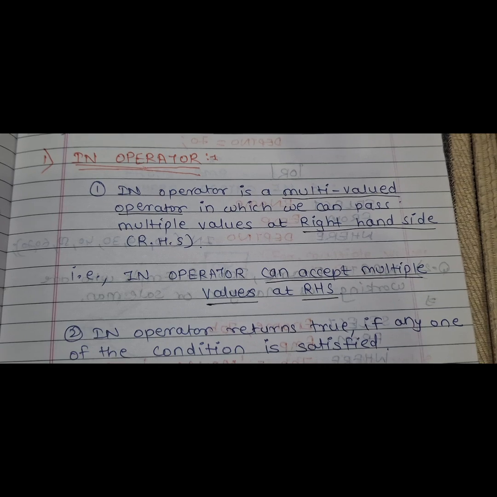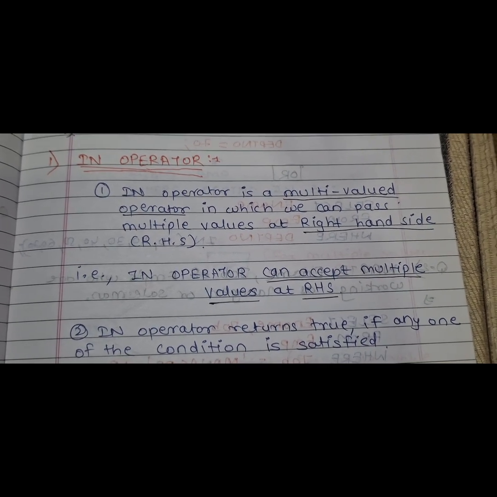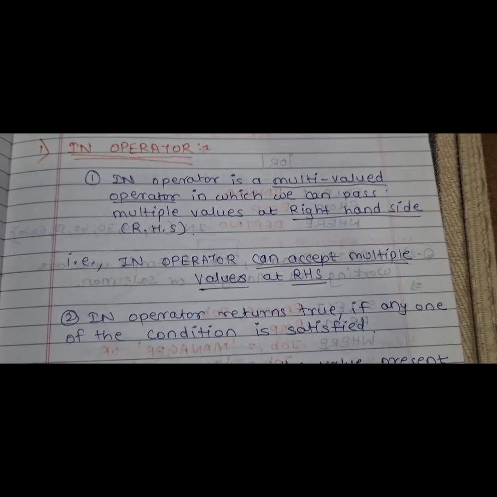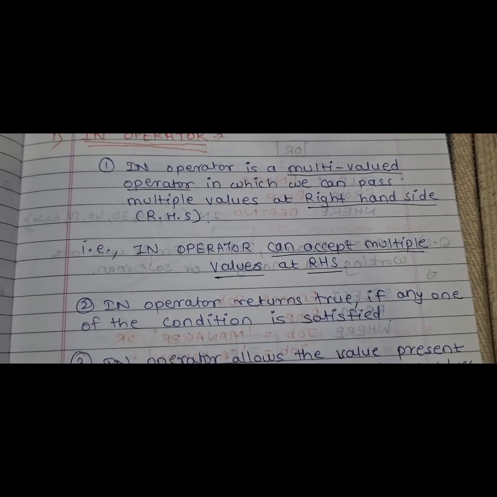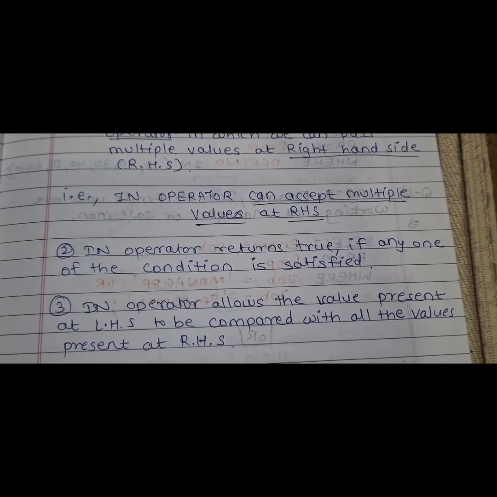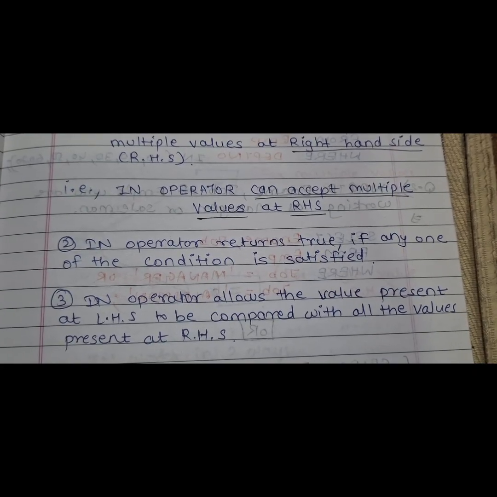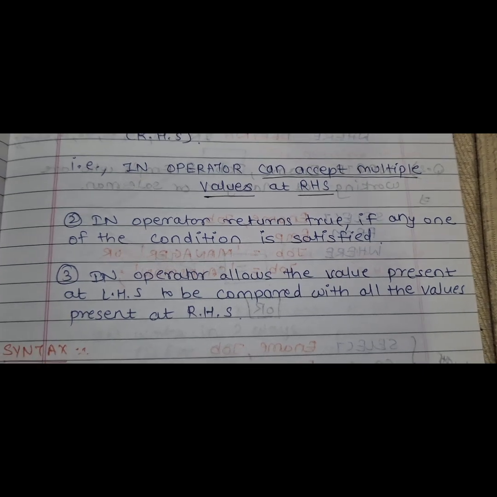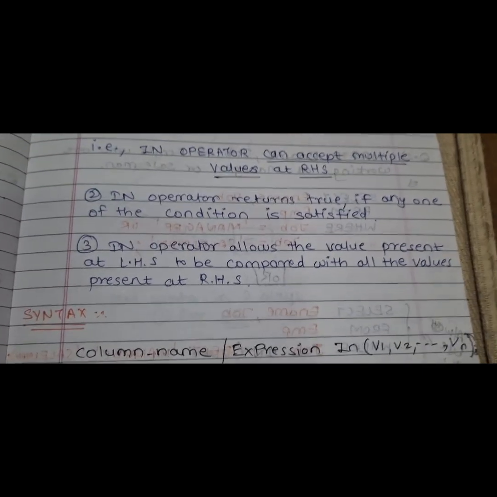In operator is nothing but a multi-valued operator in which we can pass multiple values at right hand side. That is, in operator can accept multiple values at right hand side. What does it mean? I will explain from one of the examples. In operator returns true if any one of the condition is satisfied. In operator allows the value present at left hand side to be compared with all the values present at right hand side. So let's understand what is the syntax of in operator.